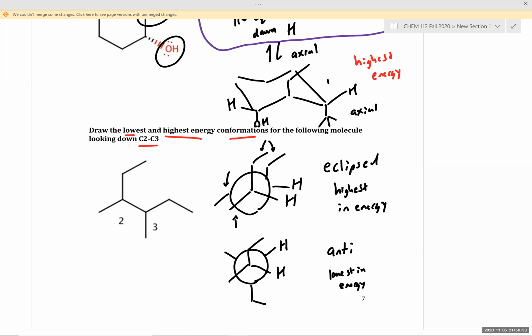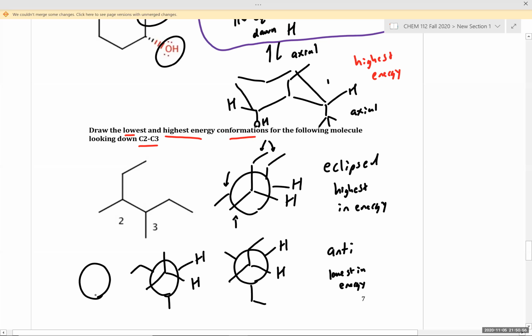Does anyone think of another lower energy conformation that we could draw? Is there another lower energy conformation that we could draw? Other possibilities would include the following. Or something like this.